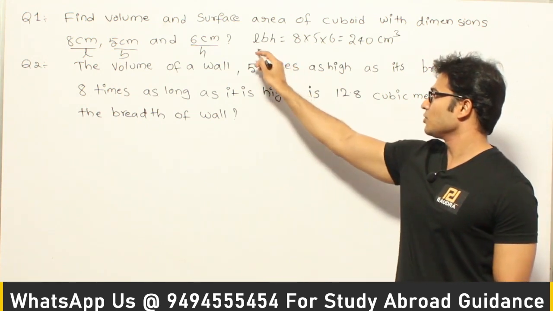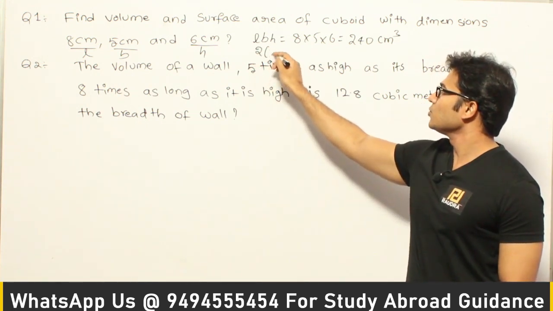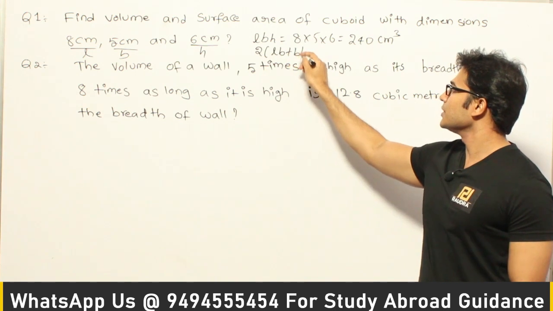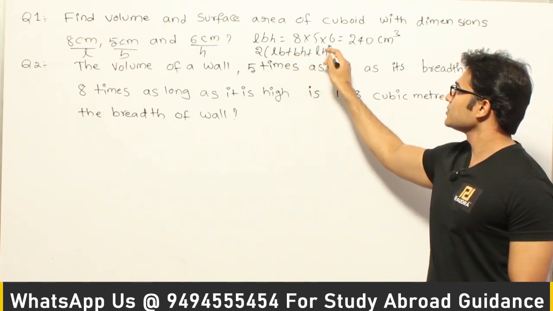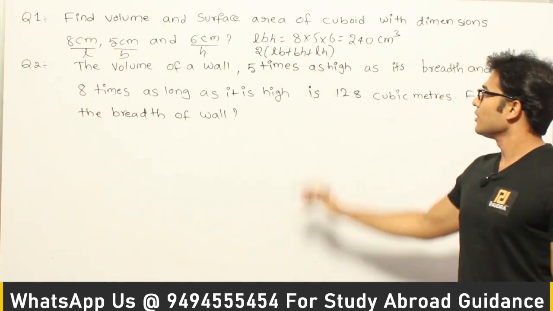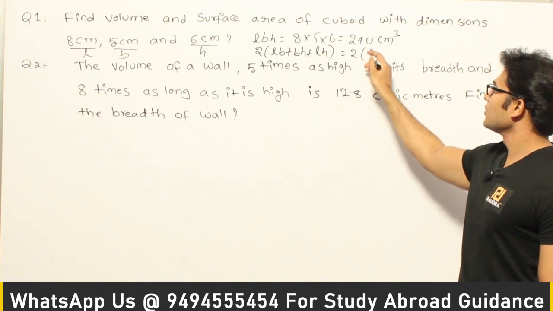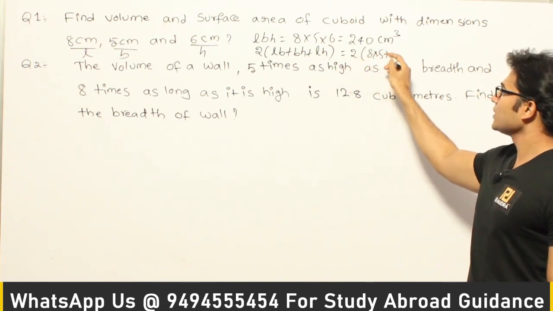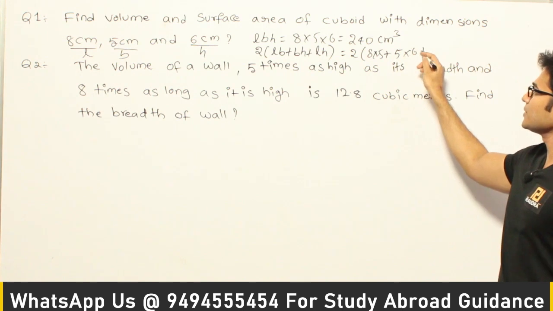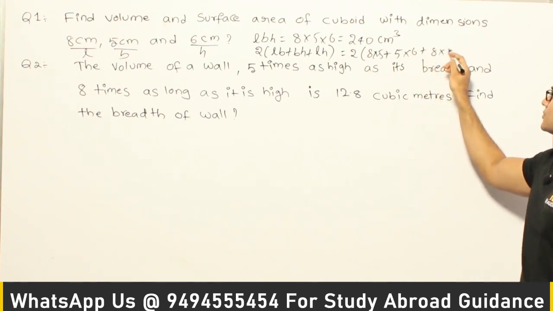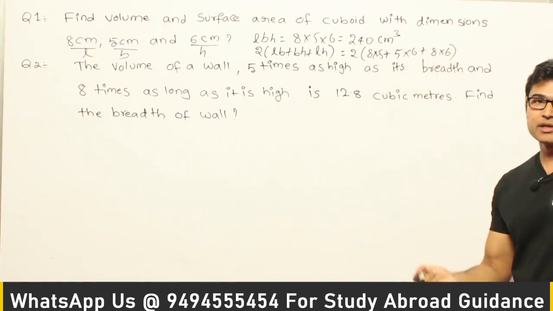So surface area, as you know, we have to substitute in the formula 2 into (LB plus BH plus LH). So this is the surface area. Now it is going to be 2 into (8 into 5 plus 5 into 6 plus 8 into 6). Right? You can substitute that and you can get the answer.